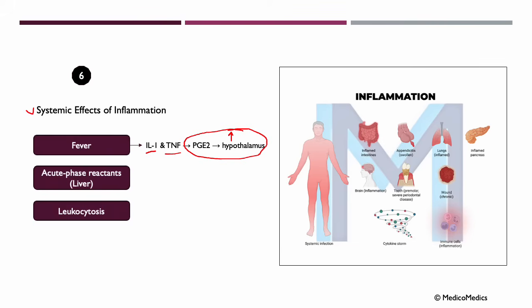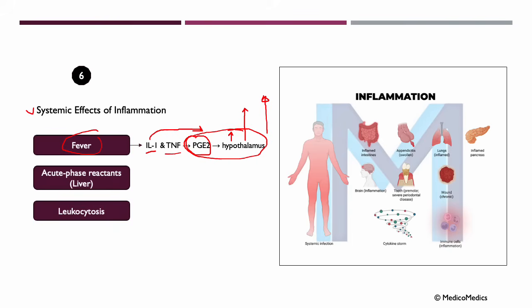So these cytokines affect the hypothalamus with the mediator prostaglandin 2 or prostaglandin E2. This tells the hypothalamus to increase the set point for the body's temperature. Essentially, elevate our body temperature. And this is then what we see as fever.